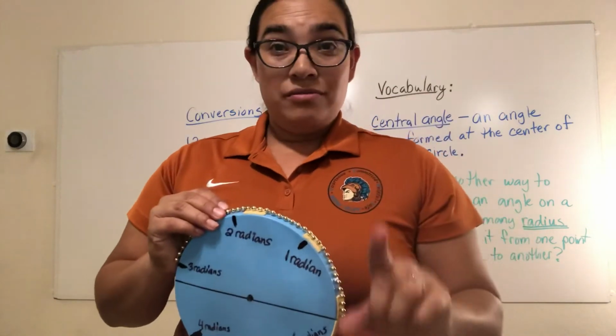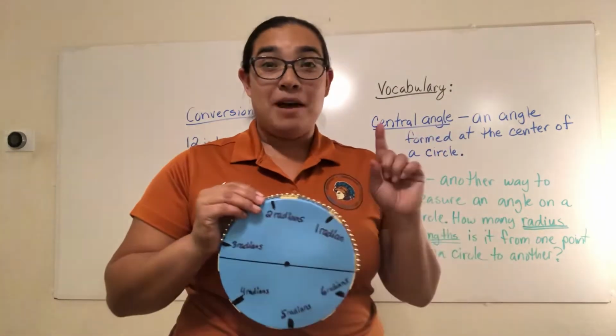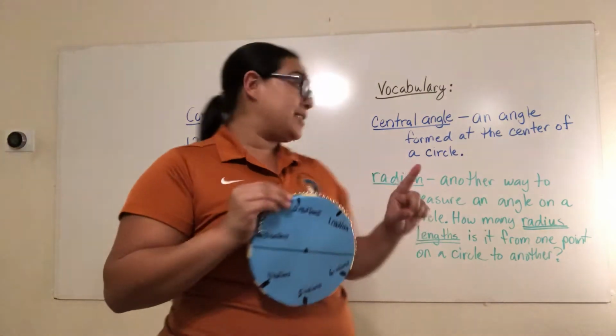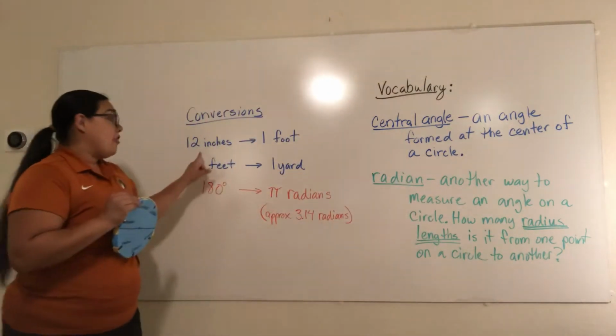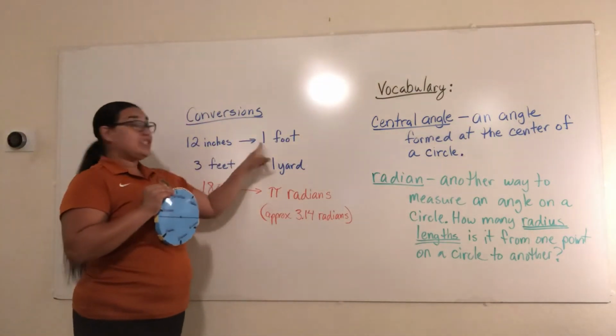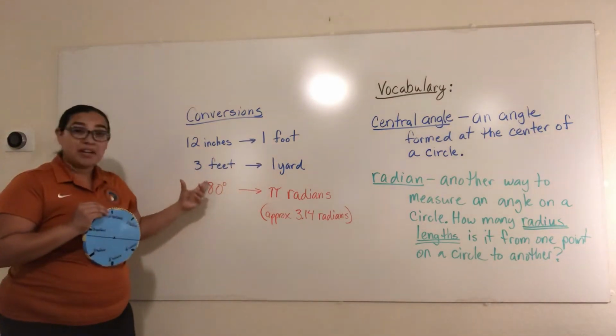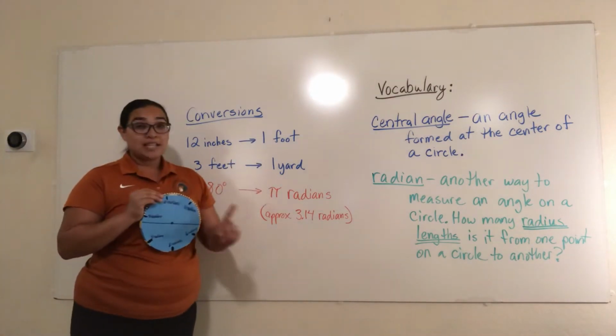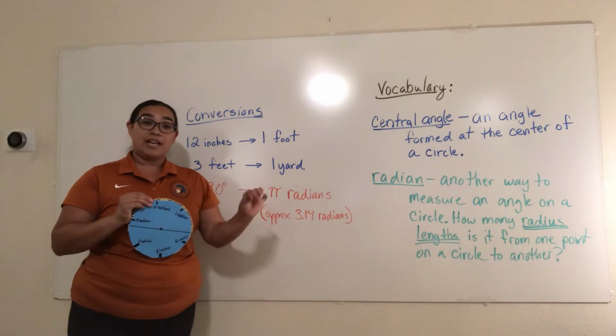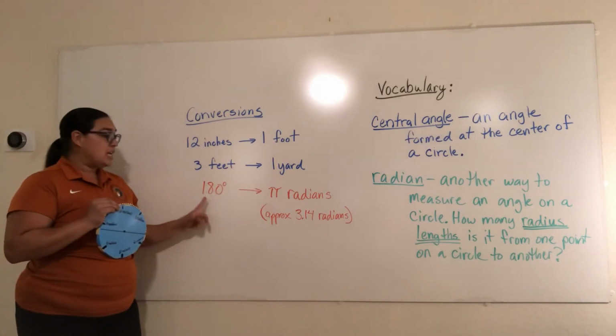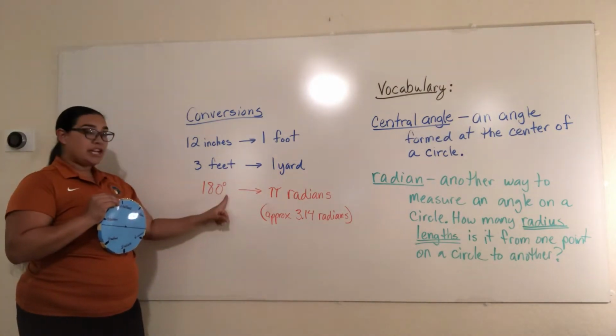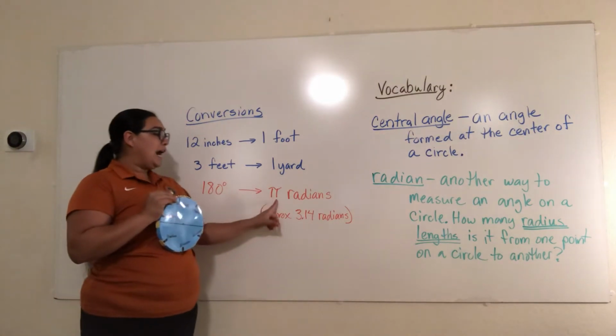Did you know? One thing that you want to memorize about radians and degrees is this. We already know there's 12 inches in a foot. You know, maybe another one would be, hey, 3 feet in 1 yard. Well, guess what? When you're doing conversions for radians, this is something to memorize. 180 degrees is equivalent to pi radians.